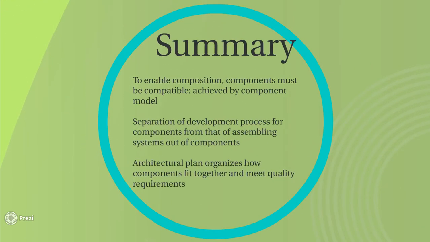Here is the summary. To summarize, we can say that the components are composed. They must be compatible with each other. All the components must be compatible with each other. Then the development process should be separated from one component to another. Then there is the assembling of the system out of components. Then an architectural plan has to be organized so that they can be interfaced together to meet quality requirements.